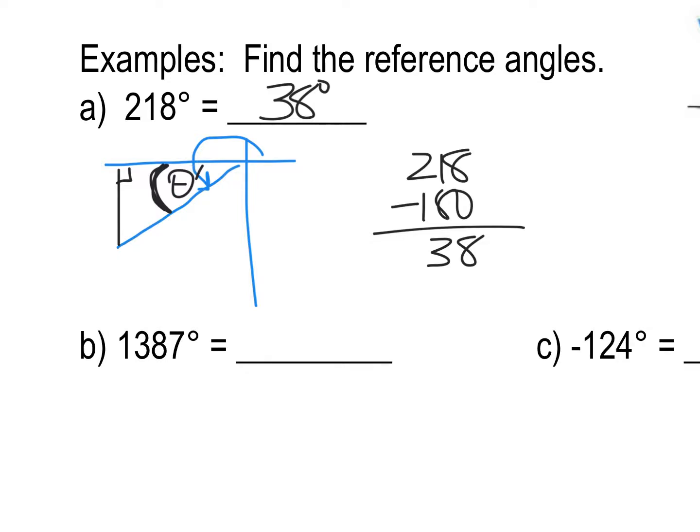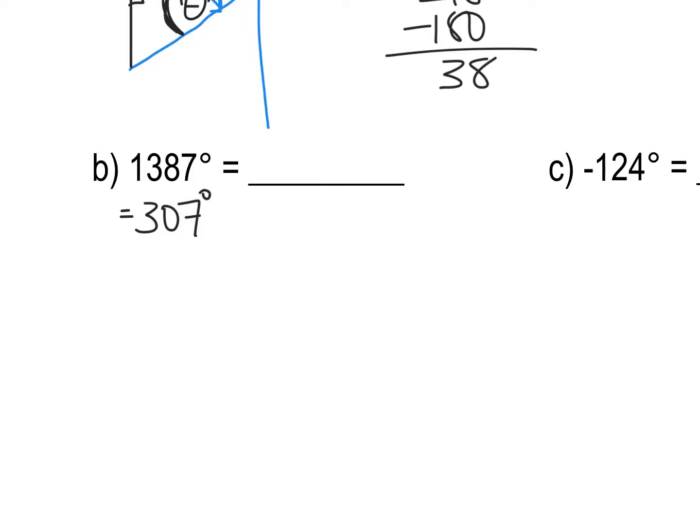Okay, let's try another one, 1387. So first of all, what we have to do is continue subtracting 360 to figure out where that actually is in my coordinates. So that's the same thing as 307. Remember, you just keep subtracting 360. I'm not going to spend time showing that. But where's 307 degrees? That's in quadrant 4. So I'm going to draw quadrant 4. 307 degrees looks like this.